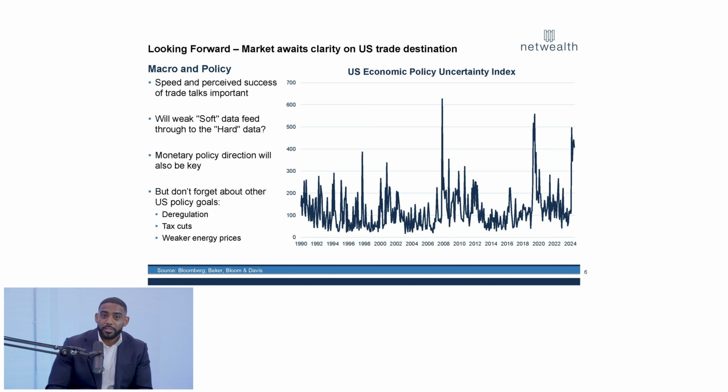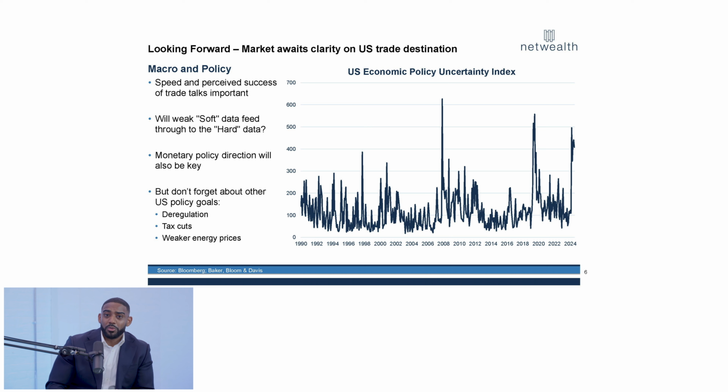Going forward, for the market to be brought back on side, we're going to have to see the US administration act swiftly in terms of getting these deals across the line, and also maybe more detail in terms of what they actually include and the final destination of where they expect to take US trade policy.